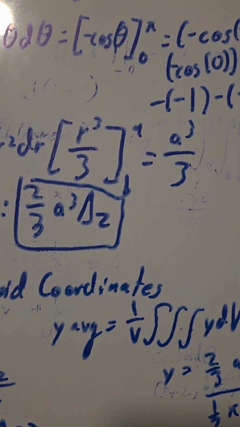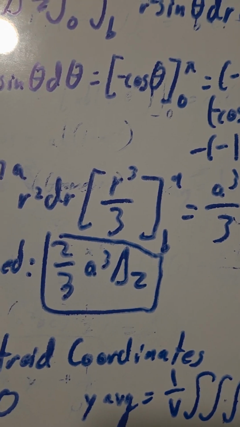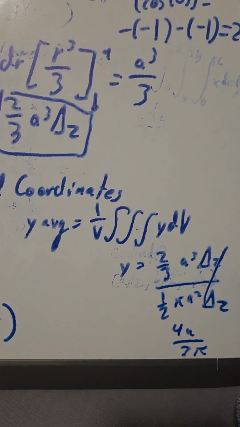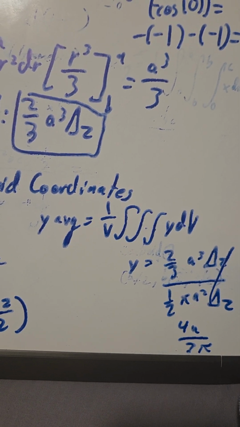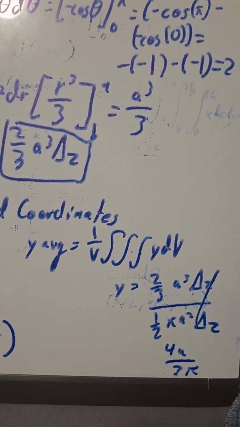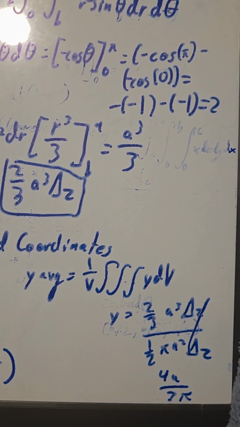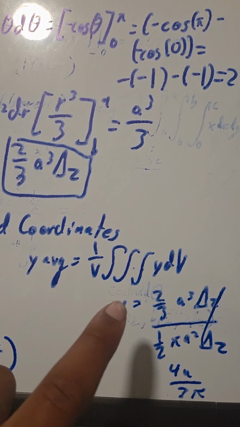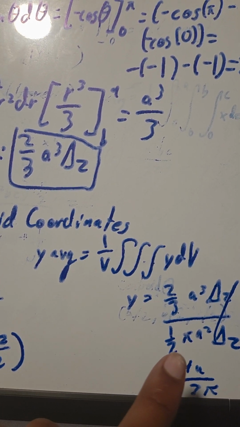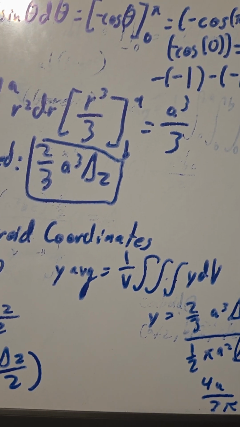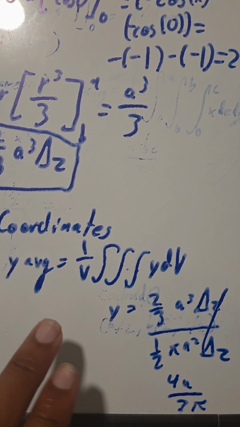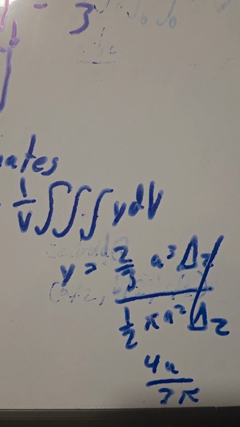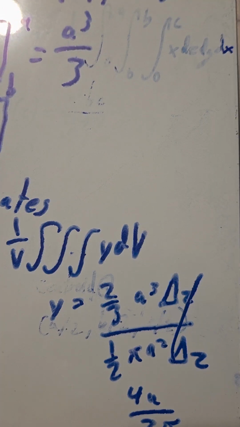When you want to find y, you realize that's the exact same integral we evaluated for mass. Since that's the number we evaluated for mass, I just divided what I evaluated for mass by volume to get that centroid value, which when simplified, you cancel the z terms, you get 4a over 3 pi.